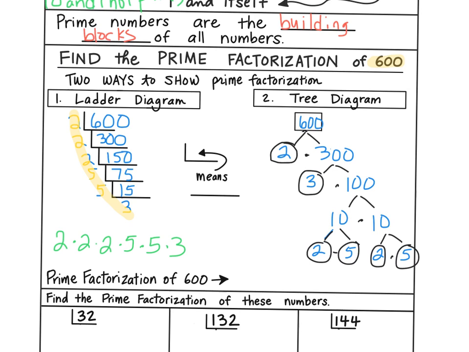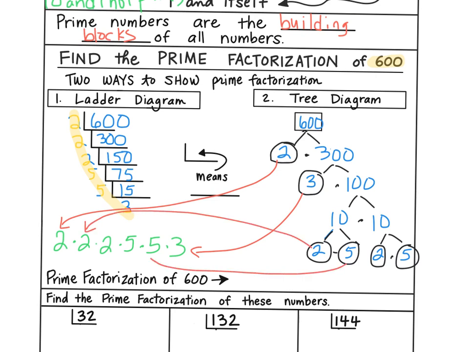If you look, each of these numbers goes along with one of the ones that we found in the ladder diagram. So even though we used a different strategy, all of our numbers are still the same. And in the end, our prime factorization is 2 times 2 times 2 times 5 times 5 times 3.